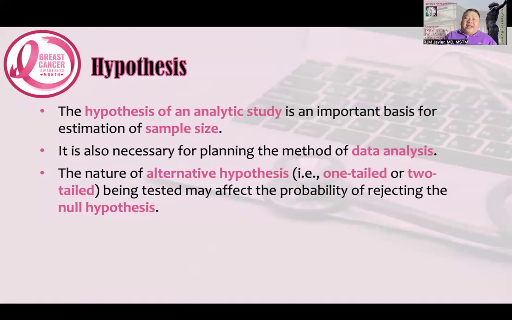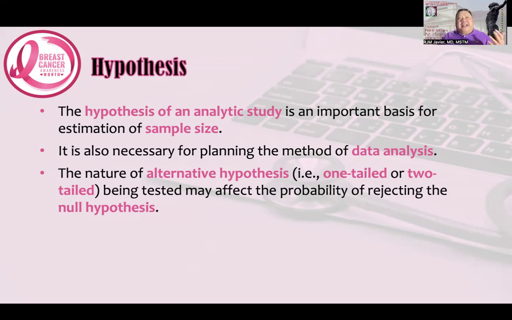The hypothesis of an analytical study is also very relevant when it comes to sample size estimation. It is also pertinent to how you will be analyzing data. And just like what I mentioned earlier, your alternative hypothesis could either be one-tailed or two-tailed. And again, this is relevant for you to determine whether or not you would need to reject your null hypothesis. I think you had a very good lecture on this, so kindly go back to the previous lecture if you are still having issues on how to formulate your alternative hypothesis.